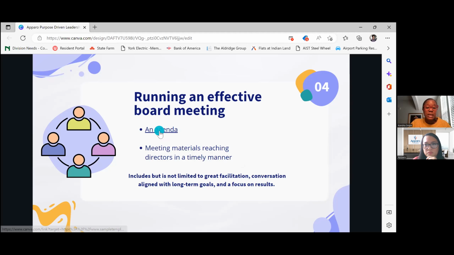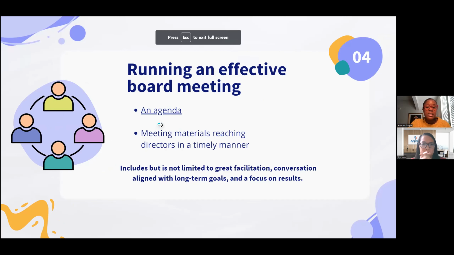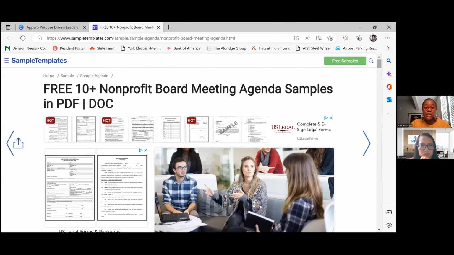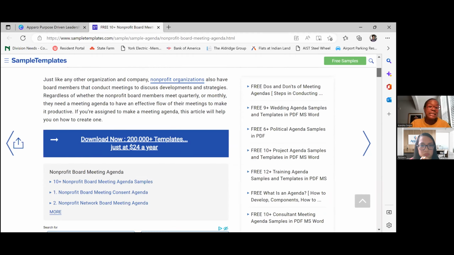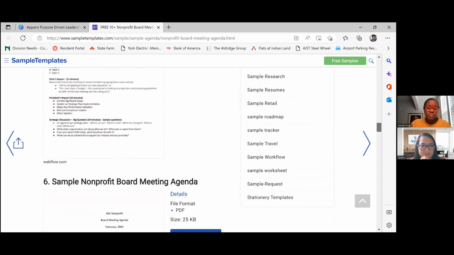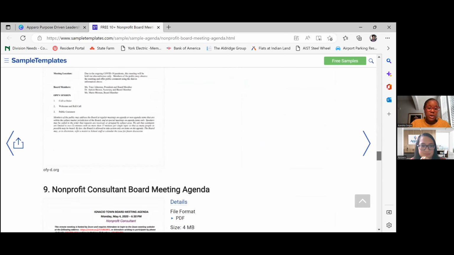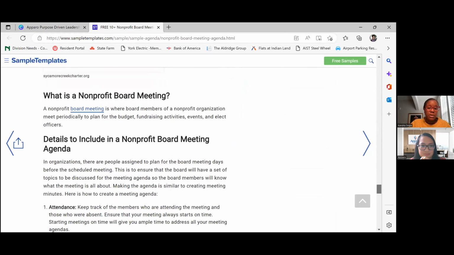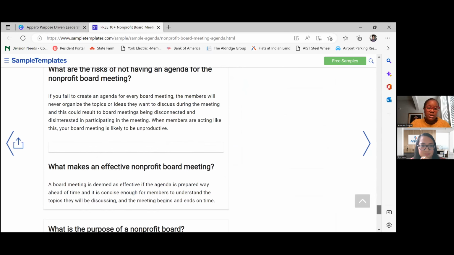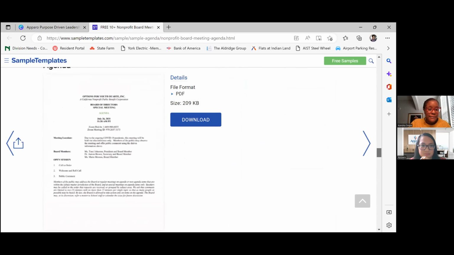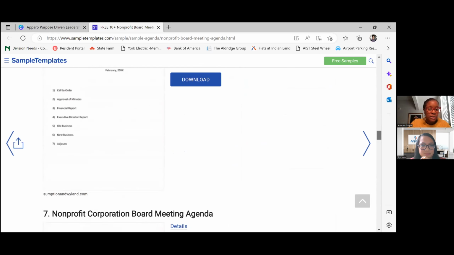Oh, let me show you an example of an agenda. This link actually has several different examples, but what I'm going to do is show you the one that is the simplest, very, very simple. And for the most part, for the board that I'm leading, our agenda looks very much like this one. Let's see. Here we go.